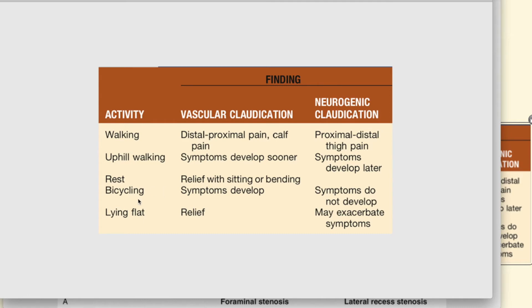Now, for other symptoms such as lying flat, usually we lie flat on our bed, and patients with vascular claudication will experience relief, because due to the resting nature of lying, the muscle does not need so much blood supply anymore because it's not doing anything, and therefore the patient experiences relief. While in the neurogenic claudication group, the patient may have symptom exacerbation. We need to know why this happens, why the symptom exacerbates while we lie flat.